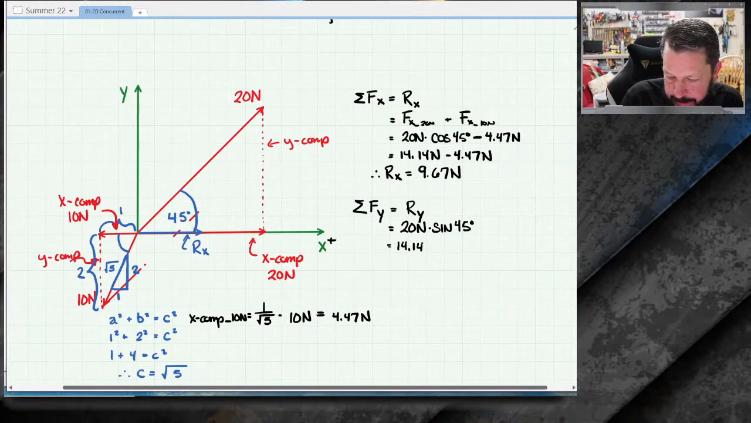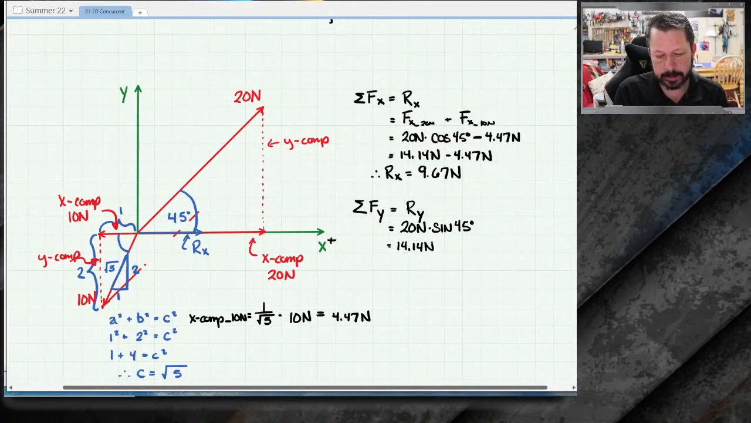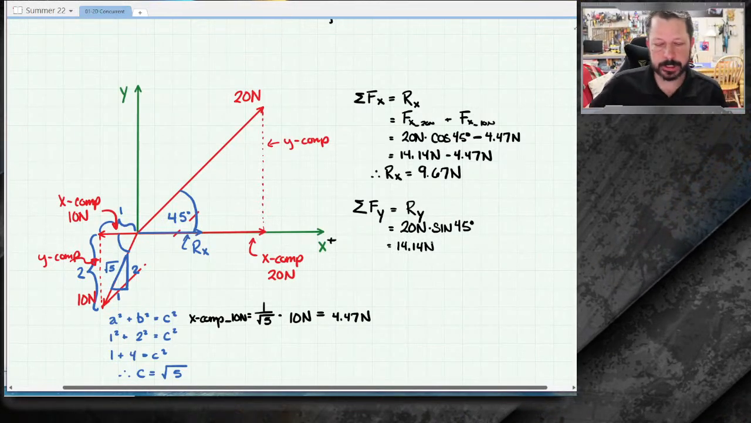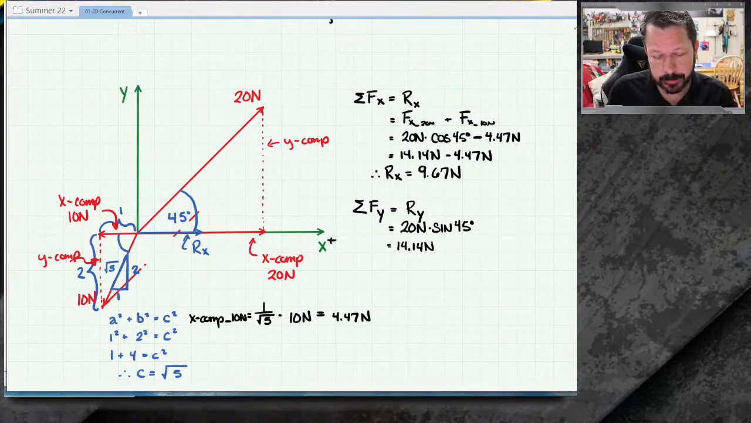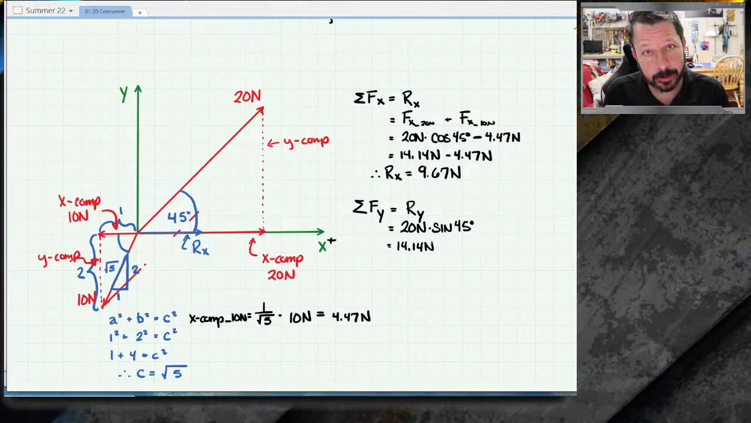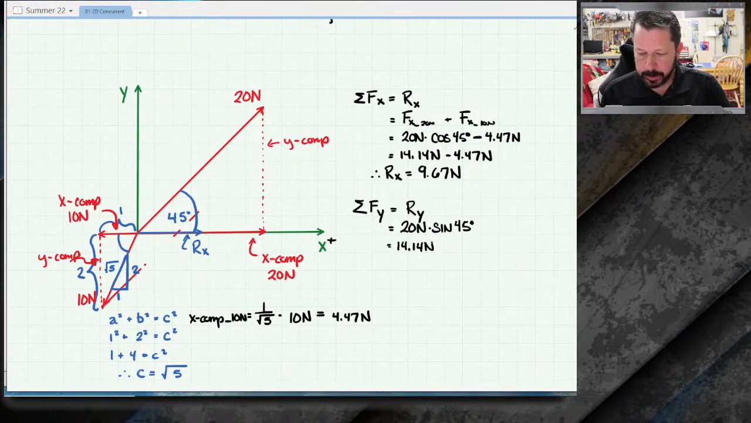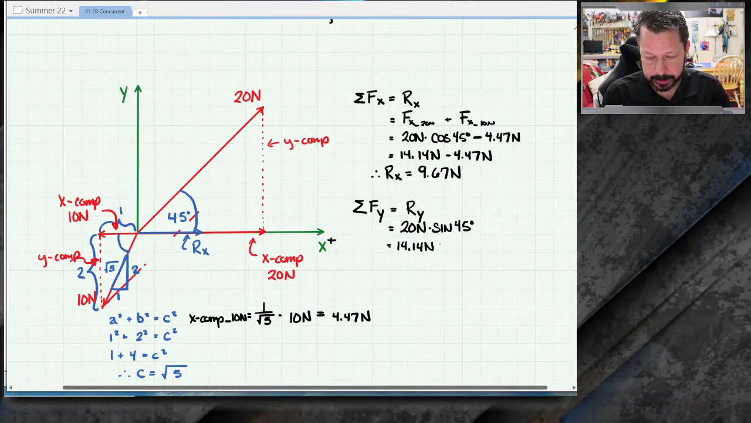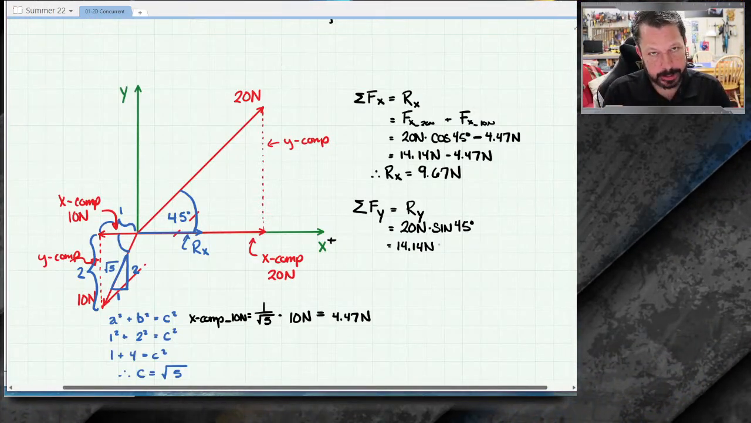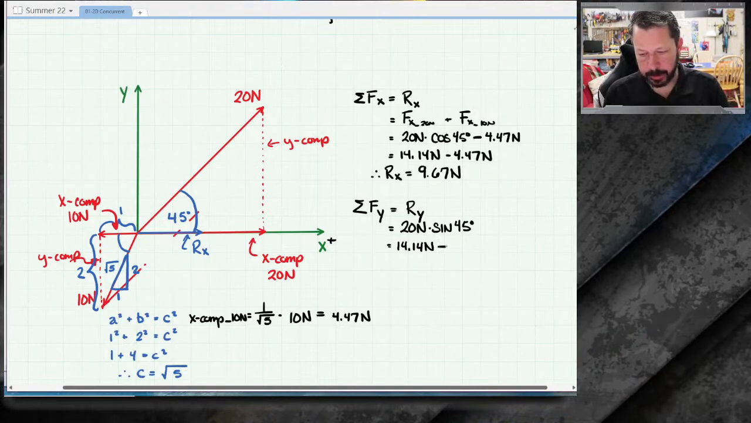I'm going to assign it a positive sign because that 20 Newton force is going upwards. It's going to the right and upwards. Both of those are my positive directions. Down and to the left are my negative directions. So the y component for the 10 Newton force is going down and to the left, so down. It gives it a negative component.